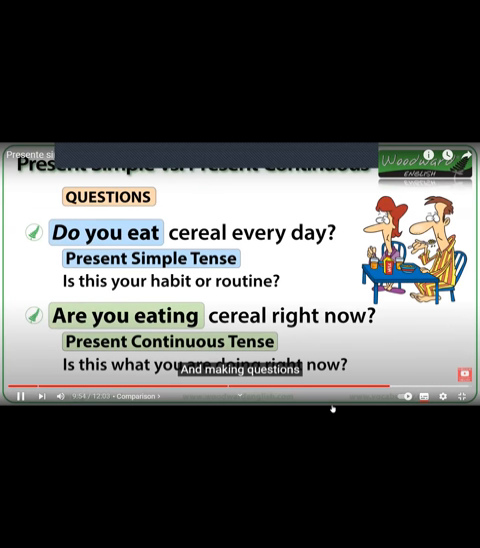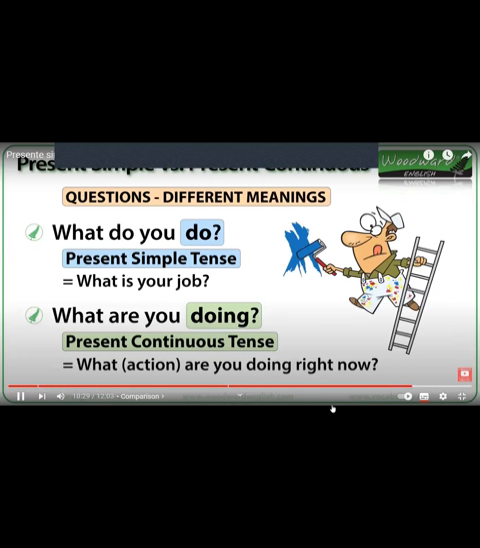And making questions. Do you eat cereal every day? Is this your habit or routine? Are you eating cereal right now? Is this what you're doing right now? We use do or does to make questions in the present simple tense. We change the order of the subject or subject pronoun and the conjugation of the verb to be when making questions in the present continuous tense.